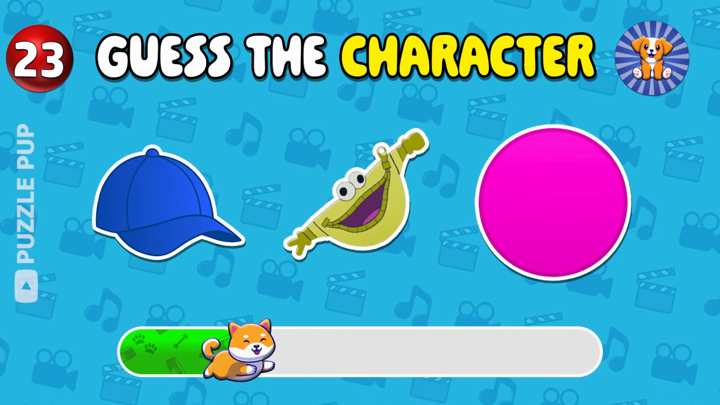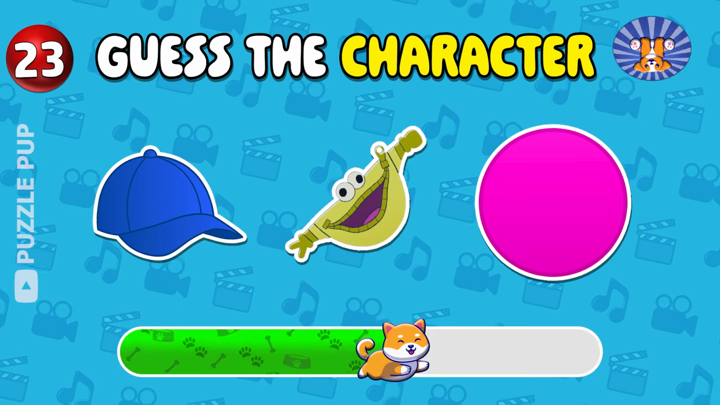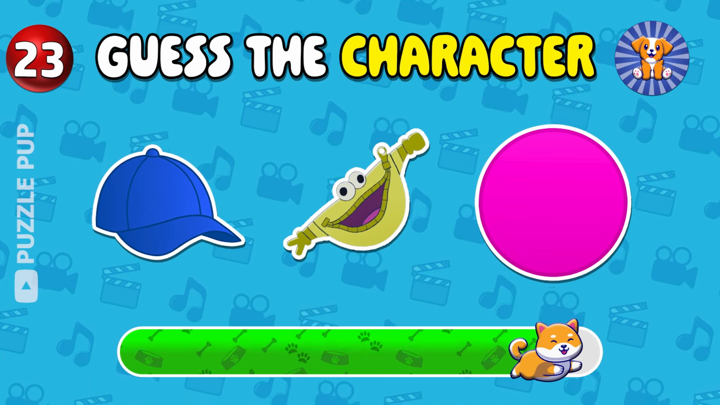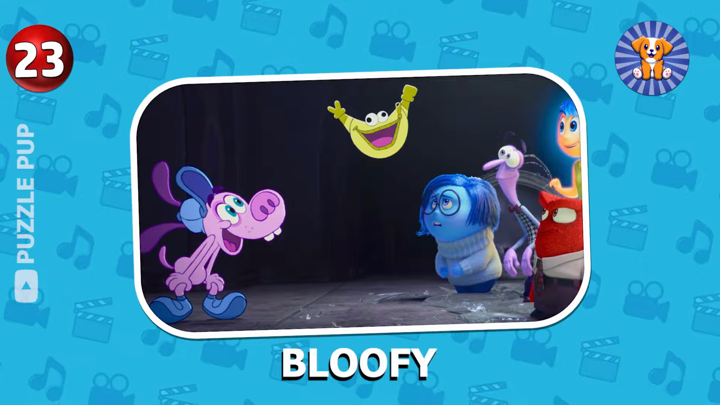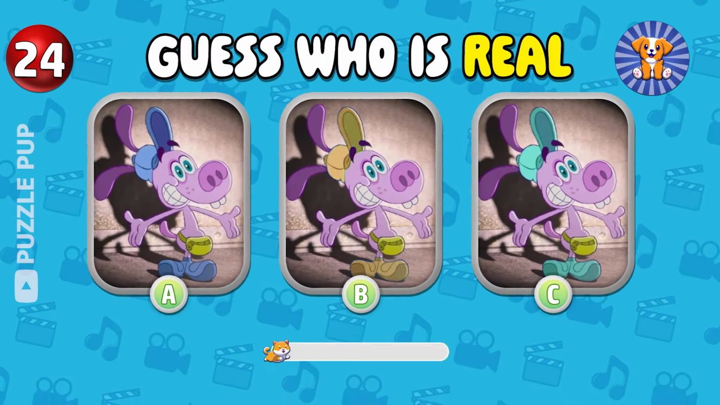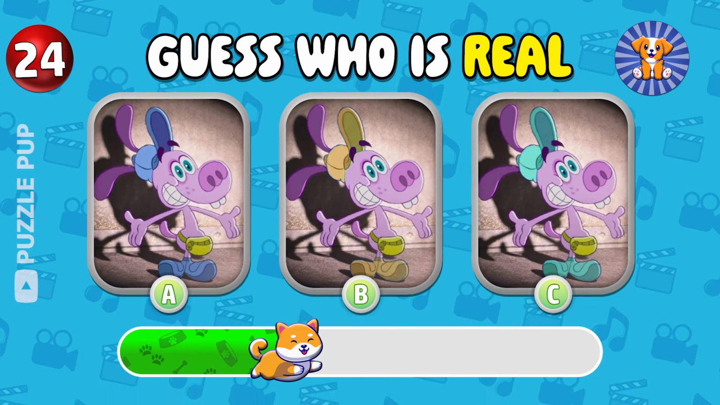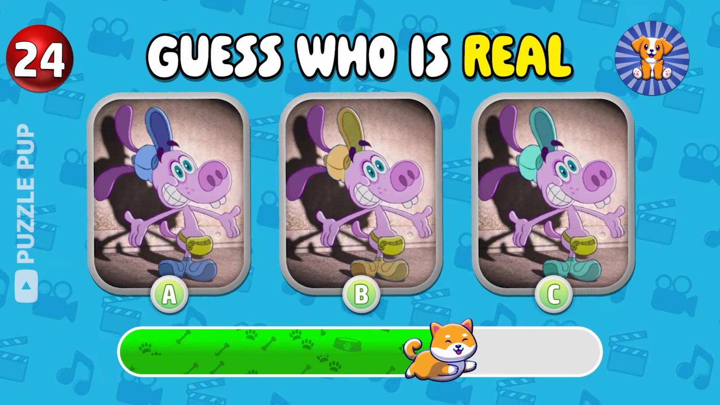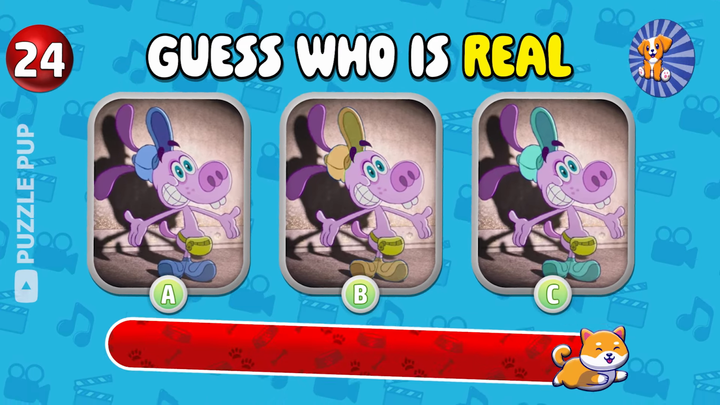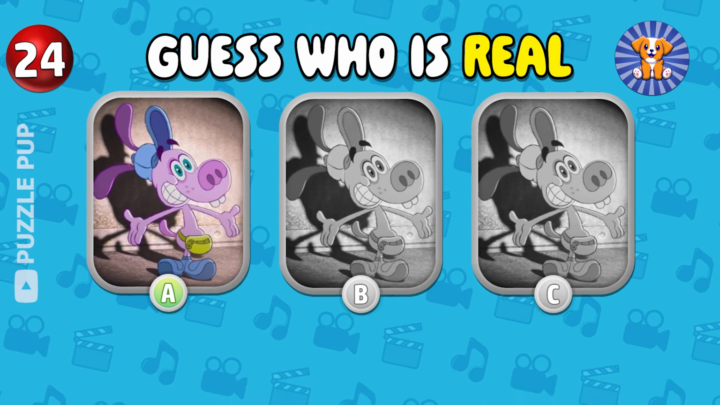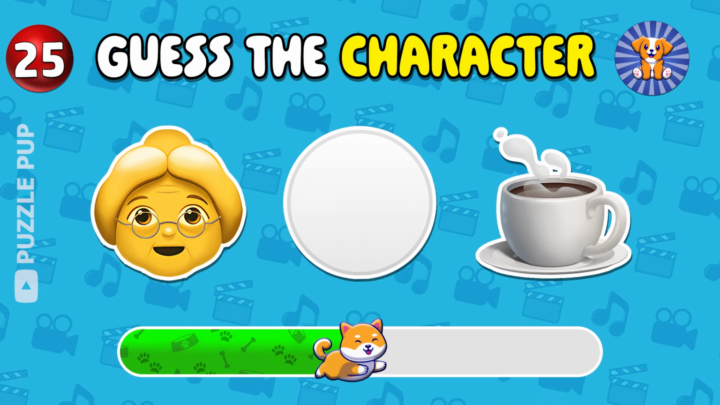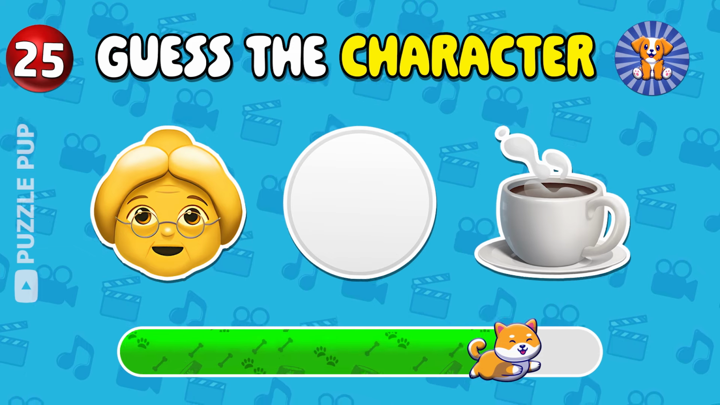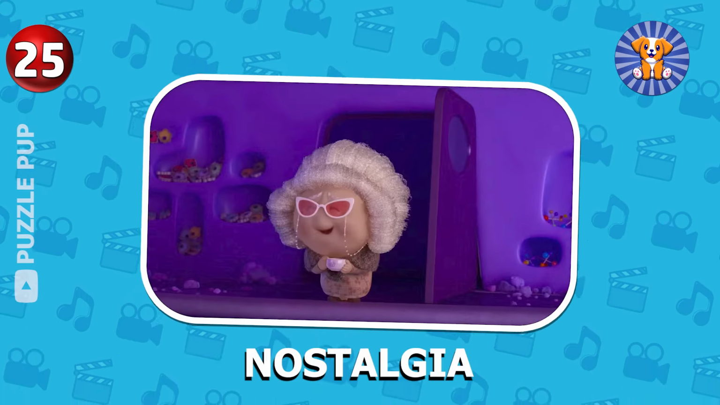Question number 23. Can you guess this character? Yes, it's Bloopy. Can you guess the real Bloopy? Yes, real Bloopy is in option A. Which character comes to your mind? Did you guess it? It's Nostalgia.